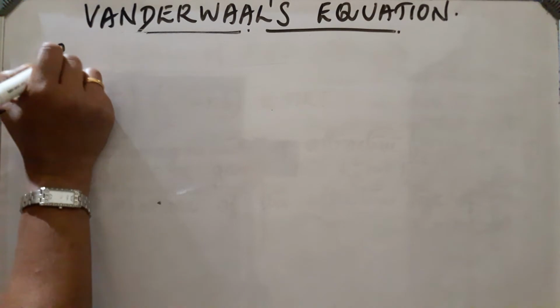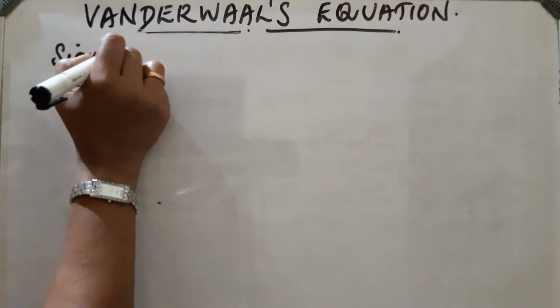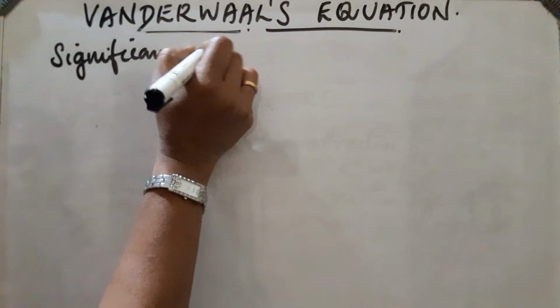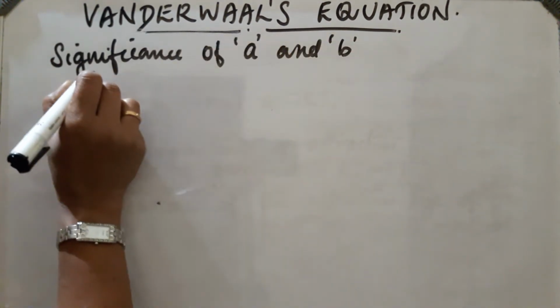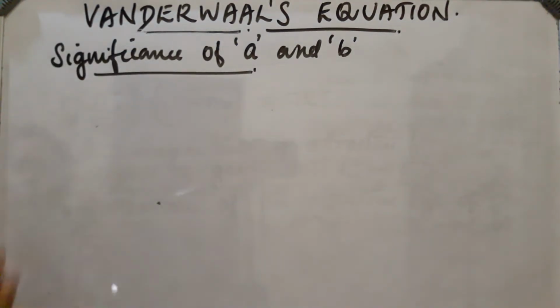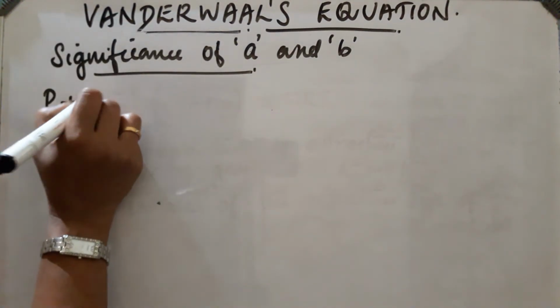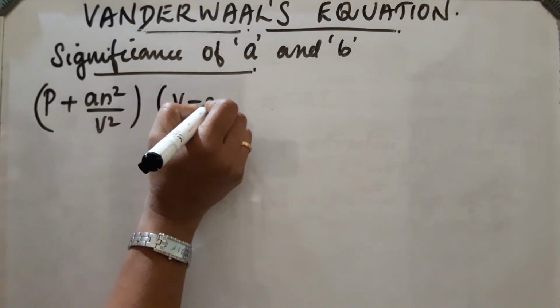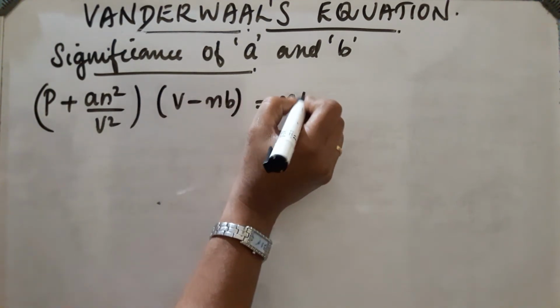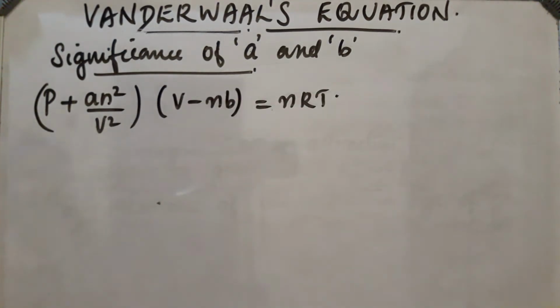Okay. Next, the significance of a and b. So, we know the Van der Waals equation is (P + a n square by V square)(V - nb) = nRT, where a and b are Van der Waals constants, n is the number of moles of gas, V volume, P pressure, R universal gas constant and T temperature.